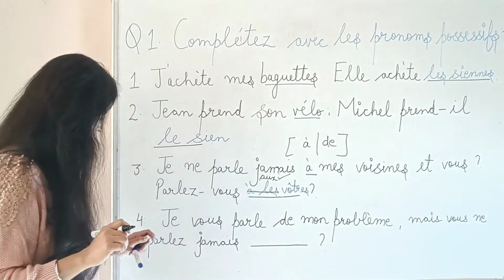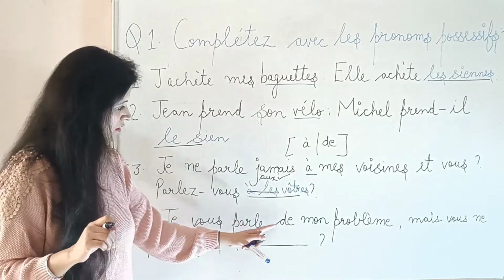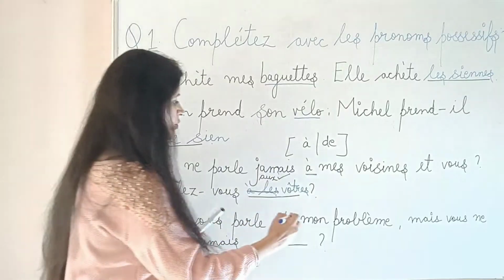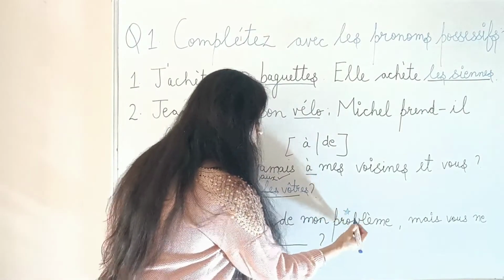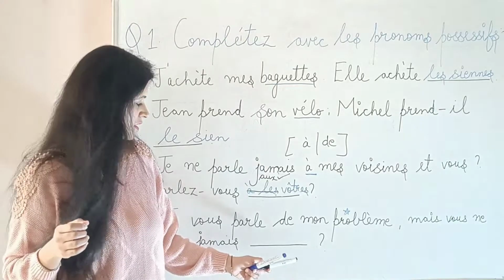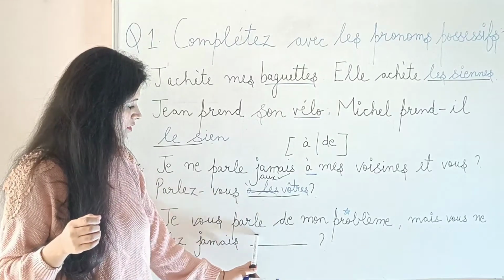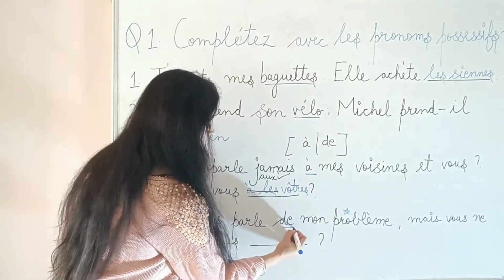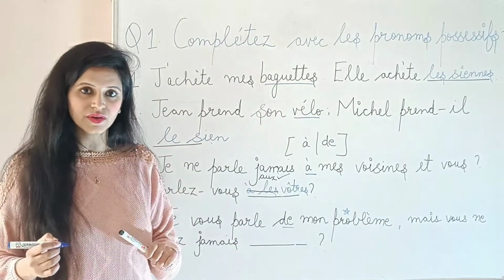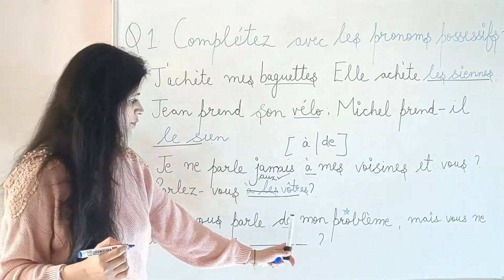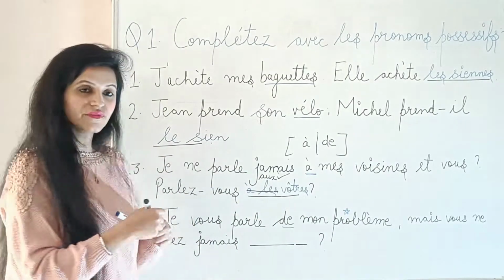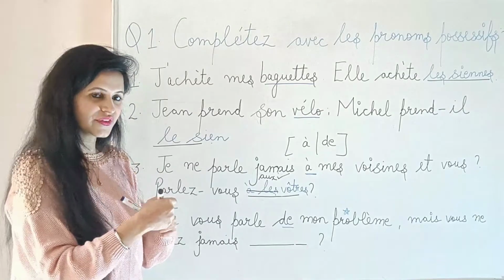So let's see the last part. Je vous parle de mon problème. Je vous parle de mon problème, and do remember problème is an exception. Okay. Mais vous ne parlez jamais dash. Now, which is the preposition after the verb? Which is the preposition? De. Excellent. So, in this sentence, I'm going to write the answer directly. Okay. Je vous parle de mon problème et vous ne parlez jamais. Can you think of the answer?